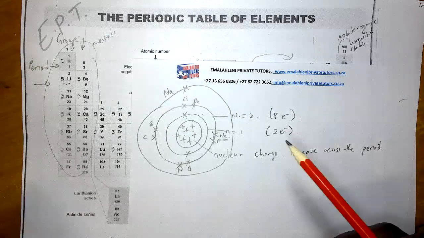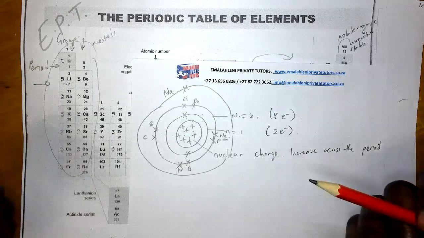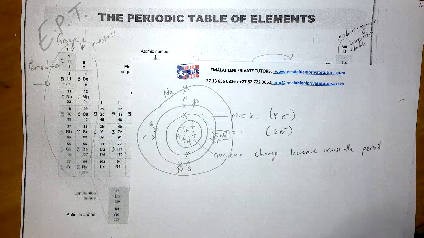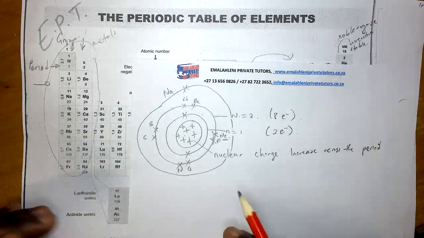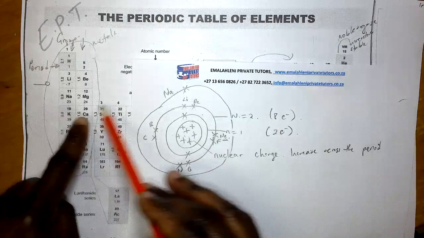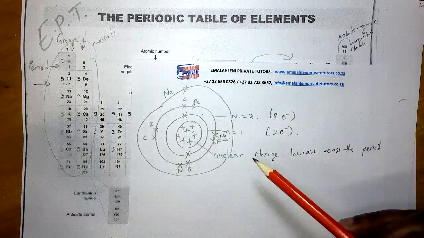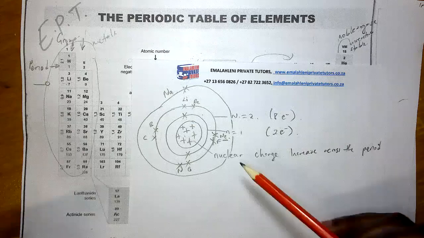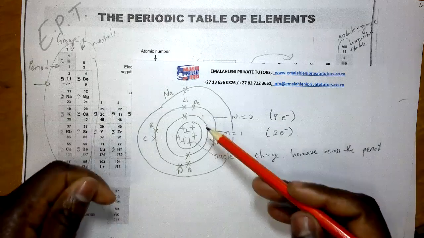When you add an extra shell, the electrons are less attracted to the nucleus. So the nuclear charge in that case doesn't have much effect. But moving across the period, we are increasing the nuclear charge. When increasing the nuclear charge, we still have the same energy level. And what happens now?